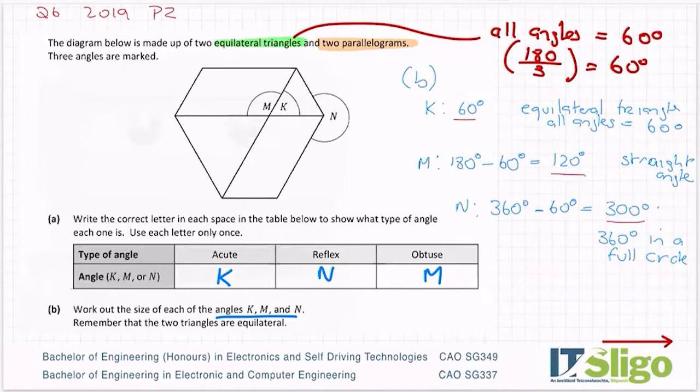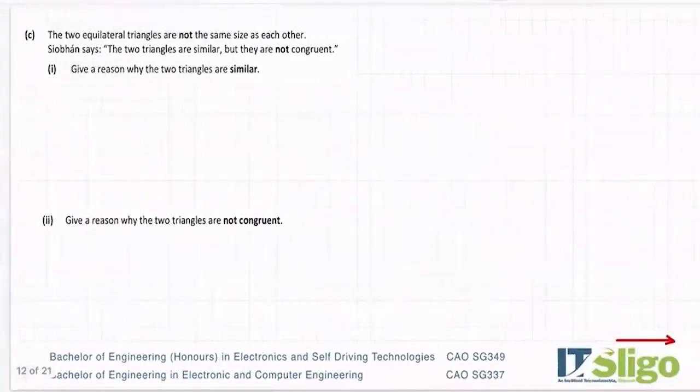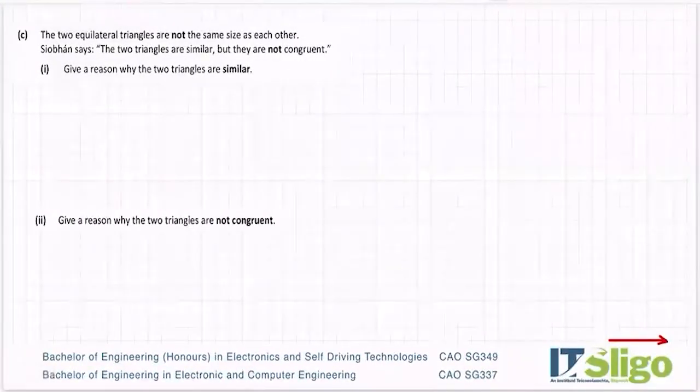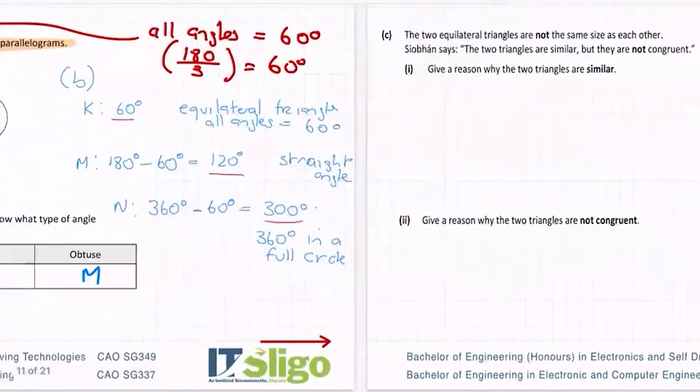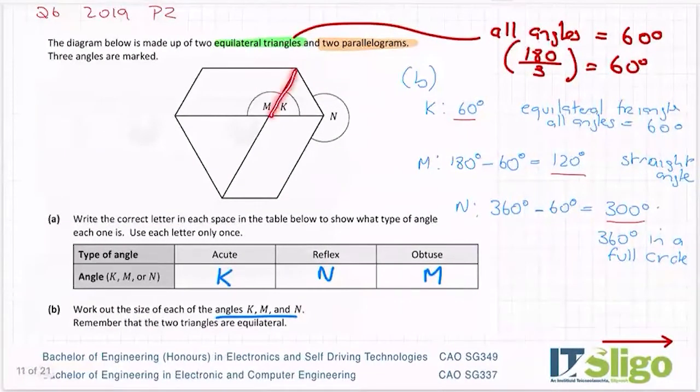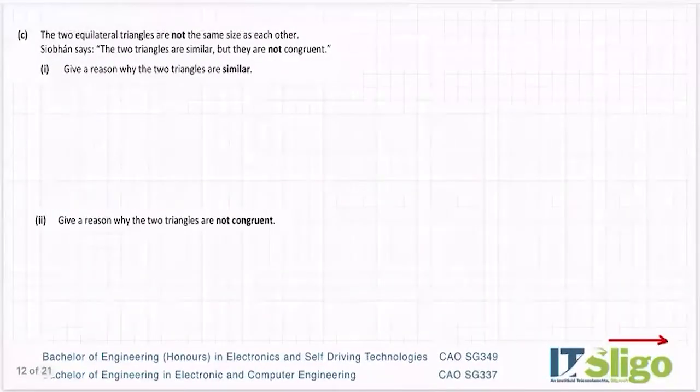Okay, so that's how I would answer B, the answer, but more importantly, the why. Why is it what I'm saying? Okay, and that's very important in any geometry type question. Okay, the two equilateral triangles are not the same size as each other. Yeah, well, that's easy enough to see there, okay? Siobhan says the two triangles are similar, but they are not congruent. Give a reason why the two triangles are similar, okay?